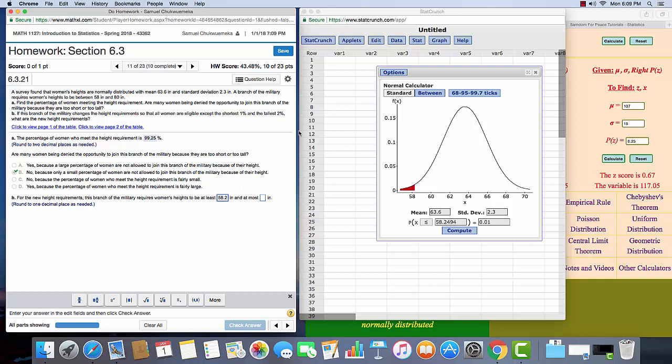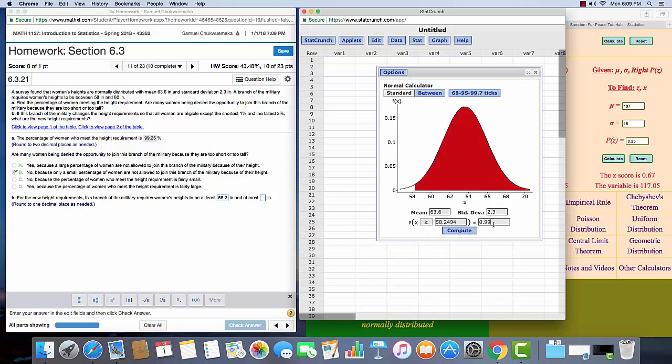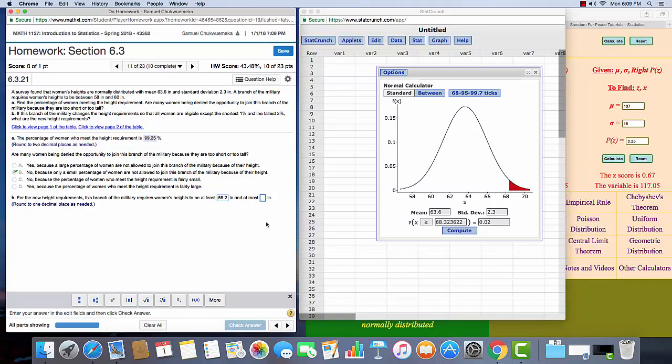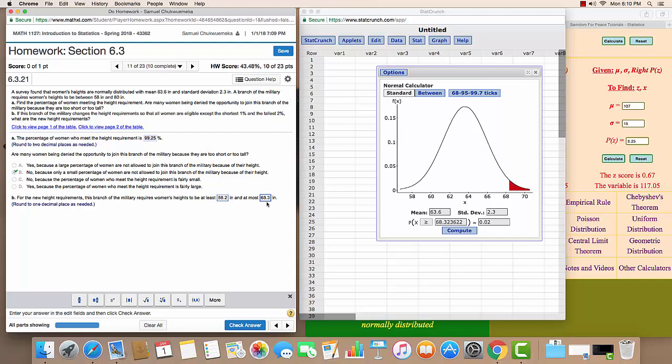And then the tallest 2%. So I will come here, I will change this to greater than or equal to, and I'm going to put 2% is 0.02. The tallest 2%. To find the actual height. Okay. So the boundary here will be 68.3. So what this means is that those that are shorter than 58.2 inches and those that are taller than 68.3 inches are not eligible.